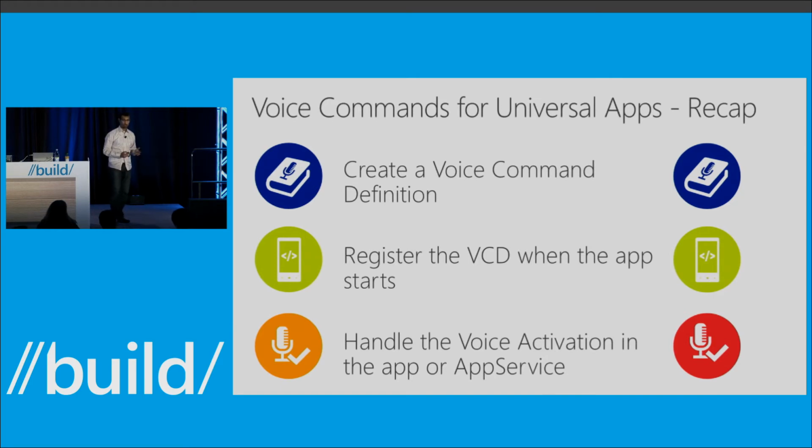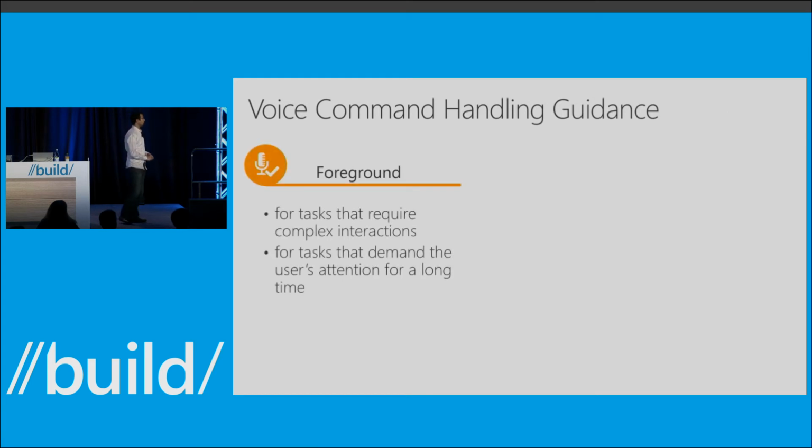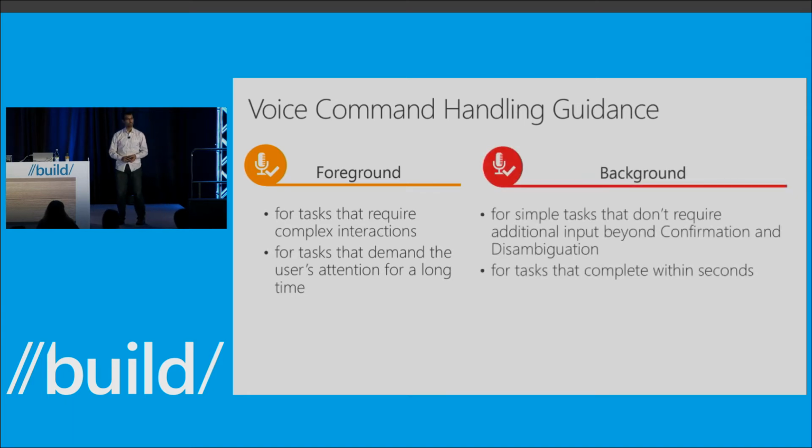So as a recap, it's a 3-step process: create the voice command definition file, register it, and then handle that, whether it's through foreground activation or background activation in a background task. How do you select which one? For complex tasks and long-running operations, we recommend that you do foreground activation, which you saw earlier in this presentation. But for one-shot questions and answers, or for tasks that don't take very long and you don't need much information from the user beyond confirmation and disambiguation, we recommend that you use background voice command handling.